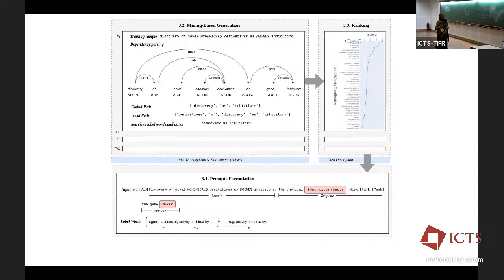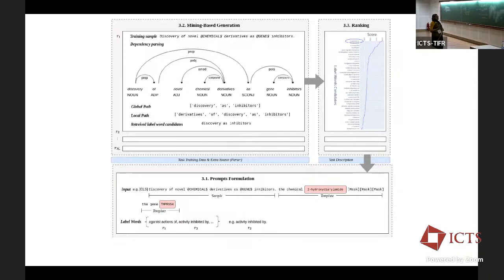So this is an example. Suppose you have a training task, and suppose this is the training sample sentence: discovery of novel chemicals, derivatives as gene inhibitors. This is the sentence. Here is a gene entity, and here is a chemical entity. In traditional machine learning, what we used to do is take the sentence, identify the entities, create a dependency parse, and then try to find out the answers.